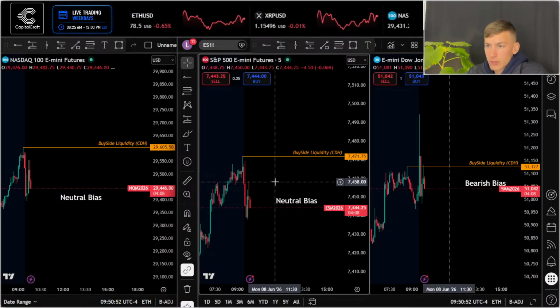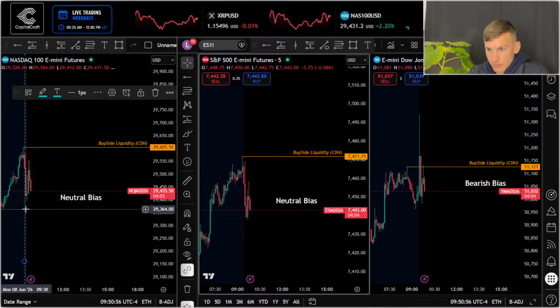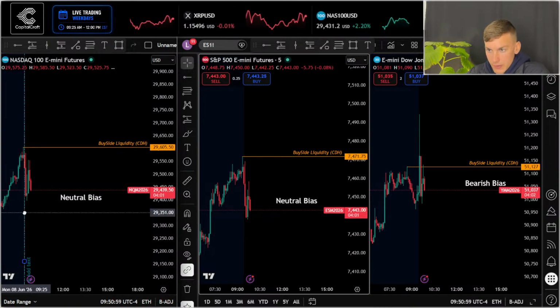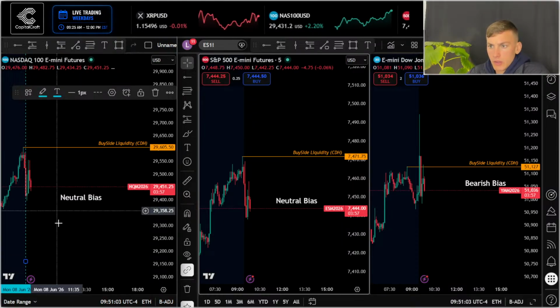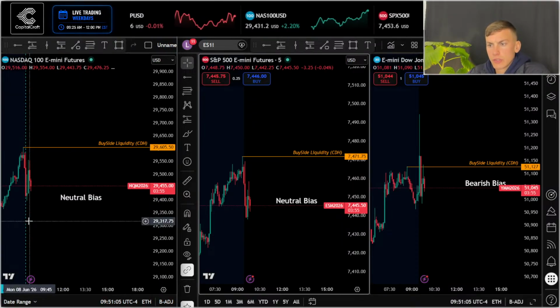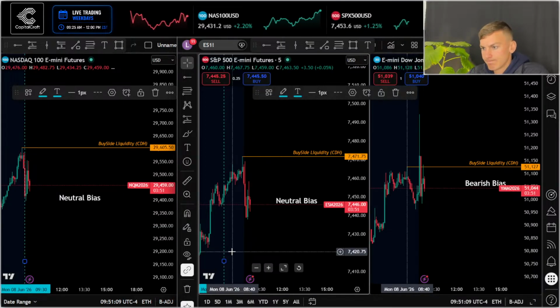So what I'm going to do now is I'm just going to make a small vertical line on the 9:30 candle. We'll leave it at turquoise. Turquoise is a very nice color. Comment whether you like turquoise.